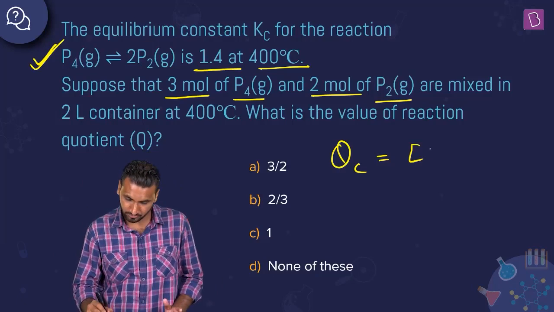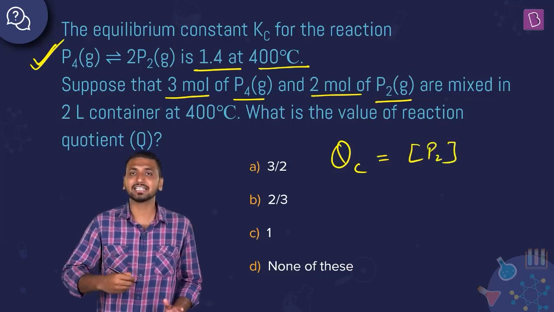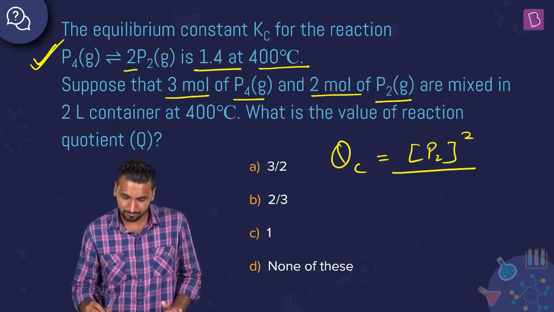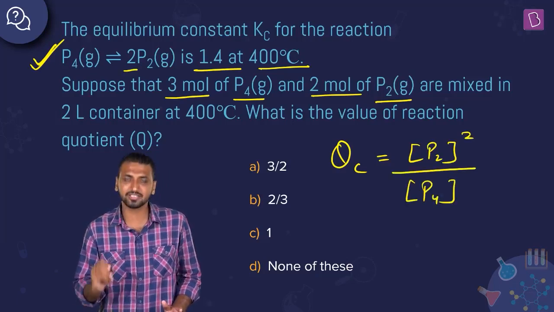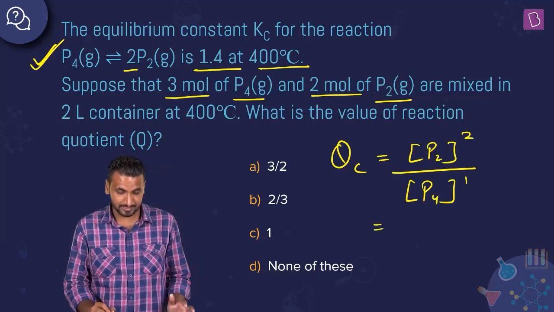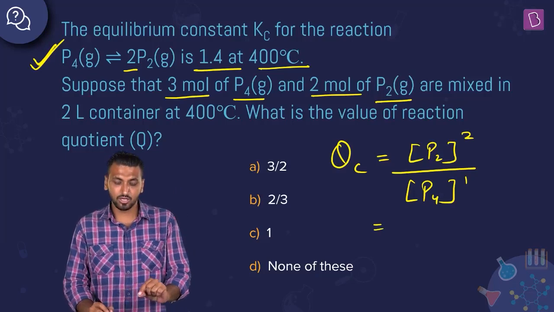Okay, so if I just write P2 here, and because the stoichiometry is 2, it will be raised to power 2, divided by P4, and the stoichiometry is 1, so raised to power 1. Perfect. So what you are given is the concentration of P2.